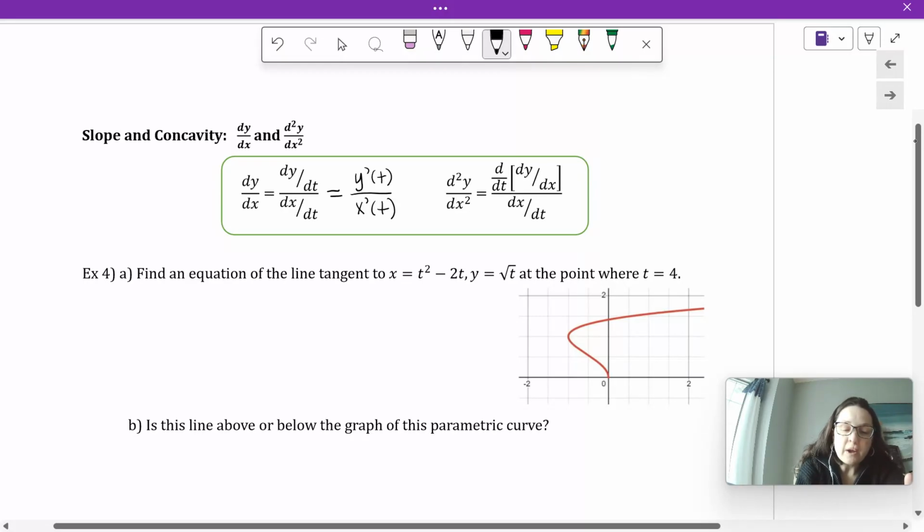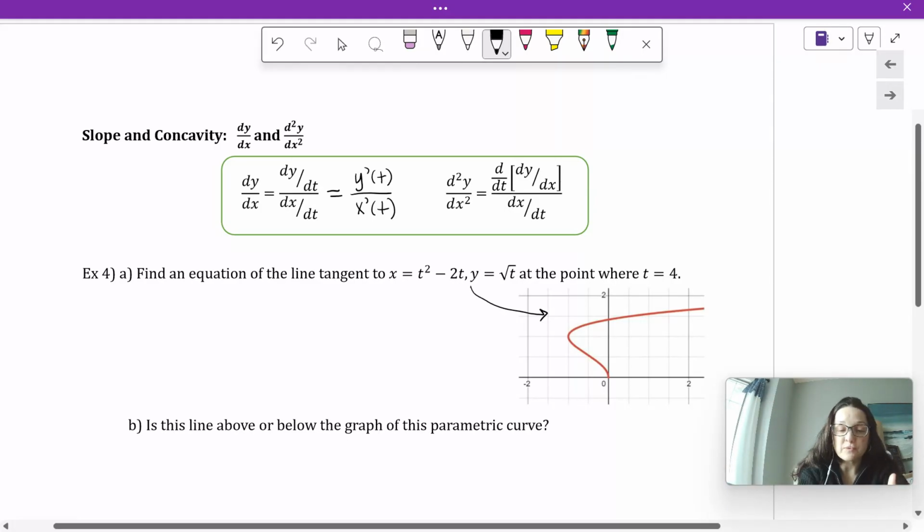Number 4 says, find an equation of the line tangent to x equals t squared minus 2t and y equals radical t, which is right here. And find the equation of that tangent line at the point where t equals 4. Okay? Well, let's see. One of the things I want to do is make a tangent line, just like we did before. And if I asked you 6 months ago, how do you find a tangent line? You should have all repeated back to me, xy slope. If you want a tangent line, I don't care if you are doing a series question, a trig question, logs, or parametrics. If you want a tangent line, you need xy slope.